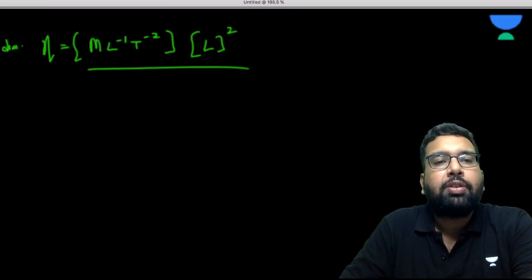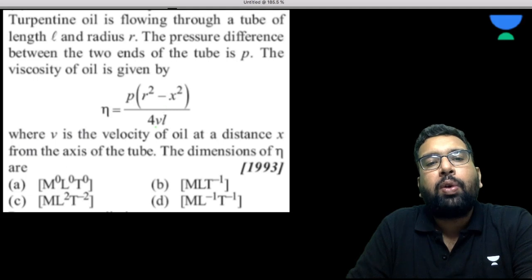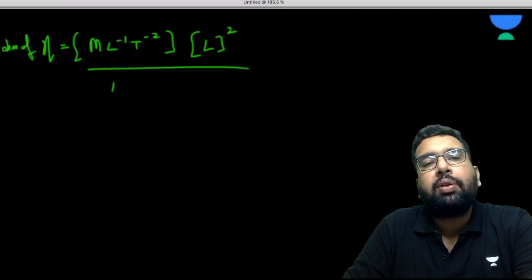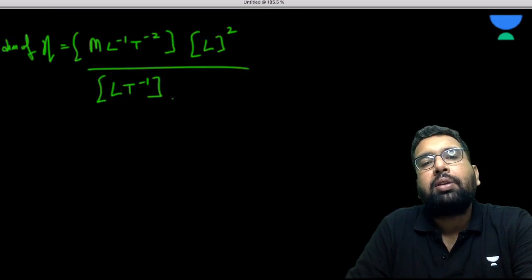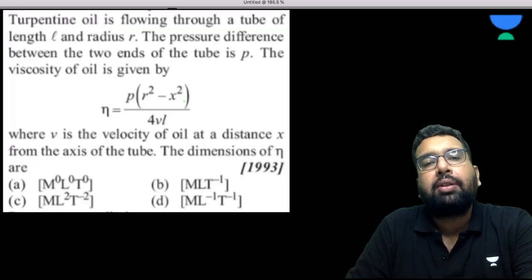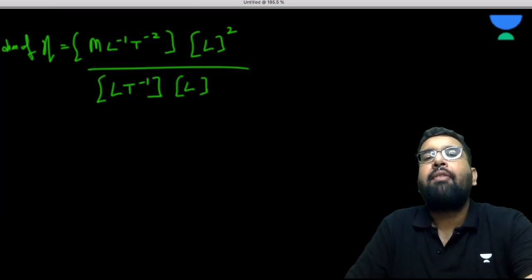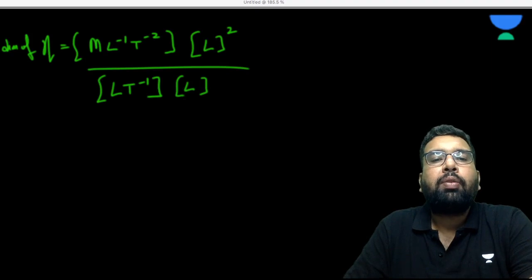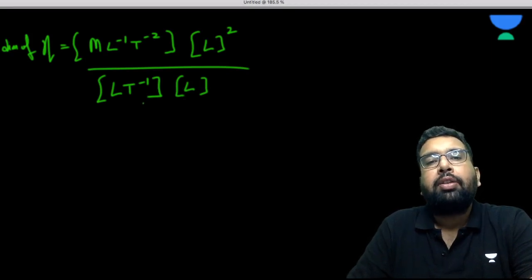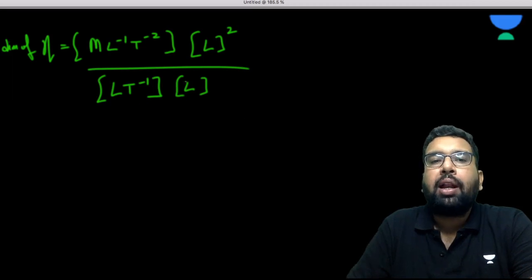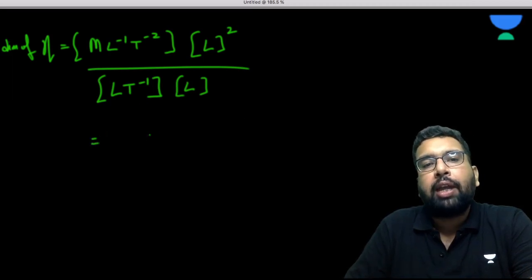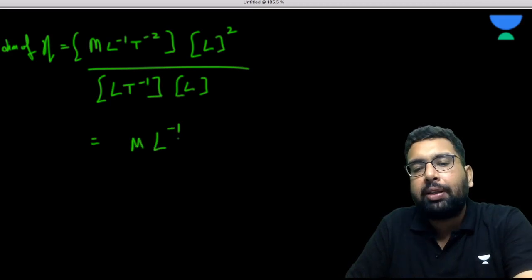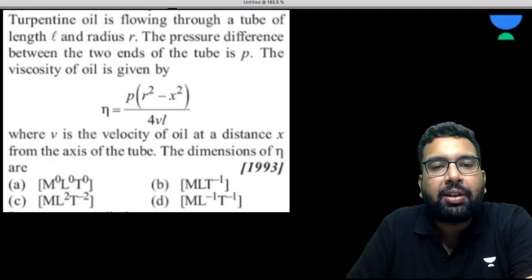So I'll write the dimension of eta. Now 4 has no dimension. V is the velocity, so it is going to be LT minus 1. And L is your length again, so it is having the dimension of L. So from here, what are we going to get? Let's check. See, L square gets cancelled out, so we are getting L minus 1 M. Now let's see if we have any option that has this only.